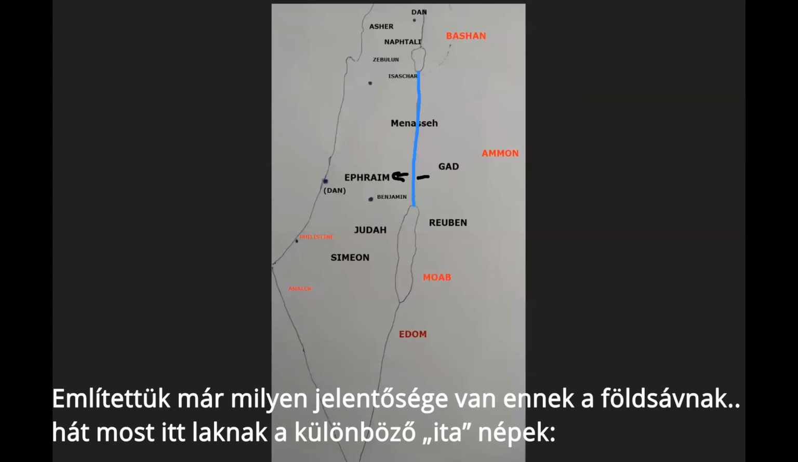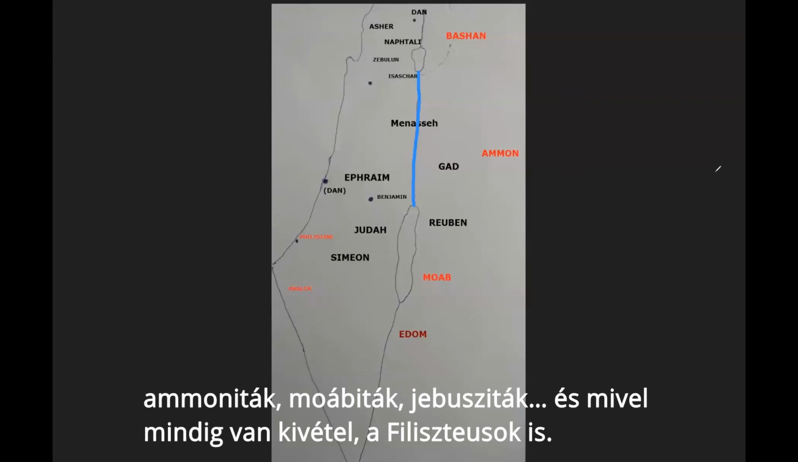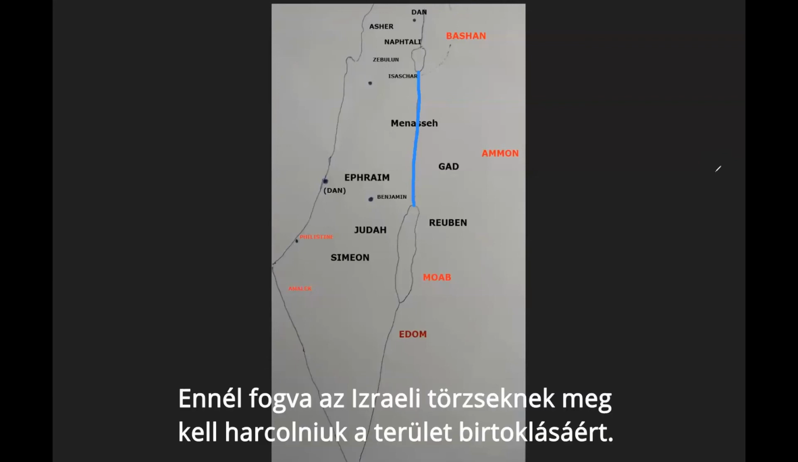And we already mentioned how important the land of Israel is. And therefore, we have the ites living here. We have the Ammonites, the Moabites, the Jebusites. There's always an exception to the rule. So we also have the Philistines. And therefore, the Israelite tribes are going to have to fight their way into the land.